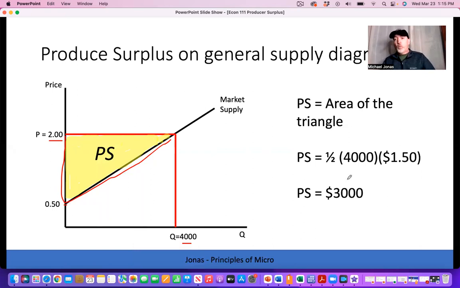So we would simply use the 1/2 base times height formula for the area of a triangle. So 1/2 times quantity, 4,000, times the gap, the maximum gap between price and marginal cost, the height of the triangle, of $1.50. Do a little calculation. I think that comes out to be $3,000, right? And again, be able to put that into a sentence, right? What does that producer surplus of $3,000 represent? It's the net gain to suppliers from having access to this market at that price.